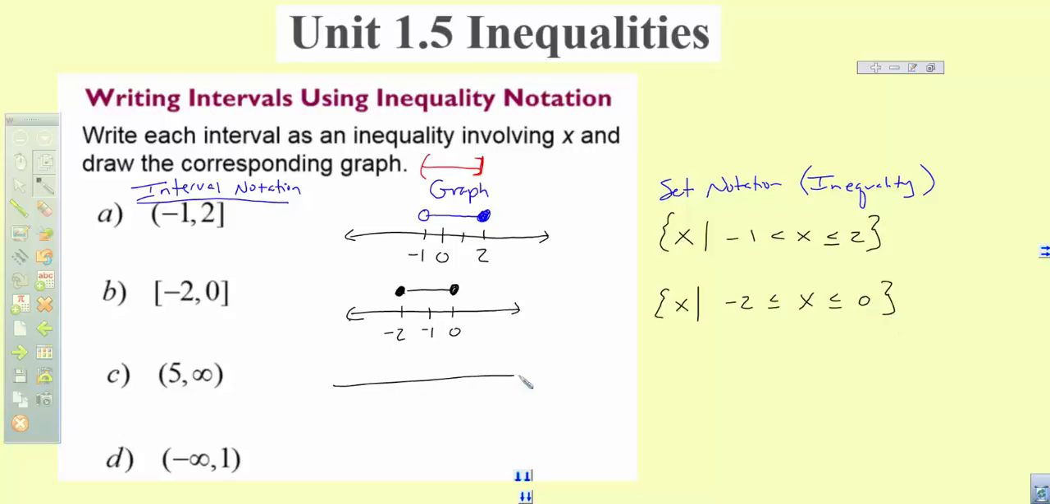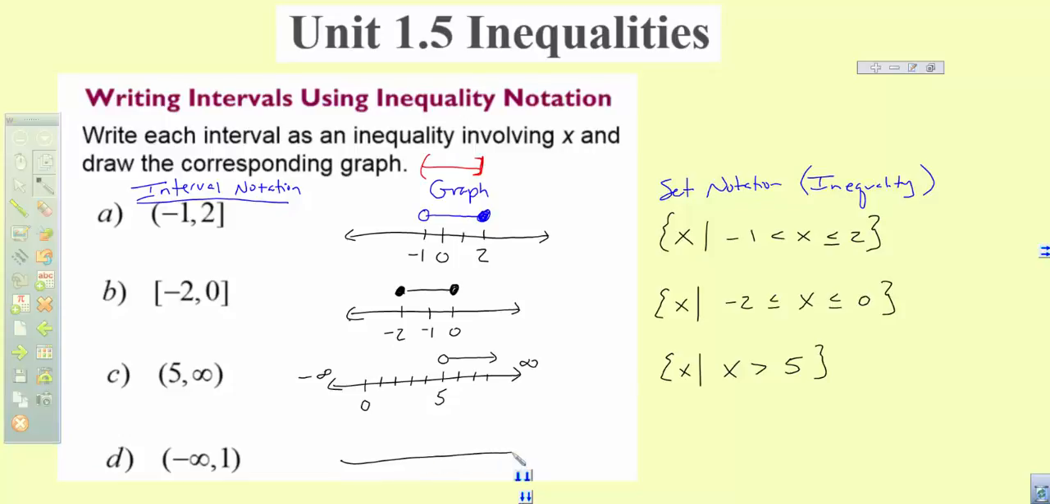In this case here, I put 0 on there as a landmark and then 1, 2, 3, 4, 5. Remember, this is going to be positive infinity out here. This will be negative infinity out here. I have an open circle, and I'm going towards positive infinity. So when I put this guy into set notation, this would be x such that x is greater than 5. So it's singular, just x greater than 5.